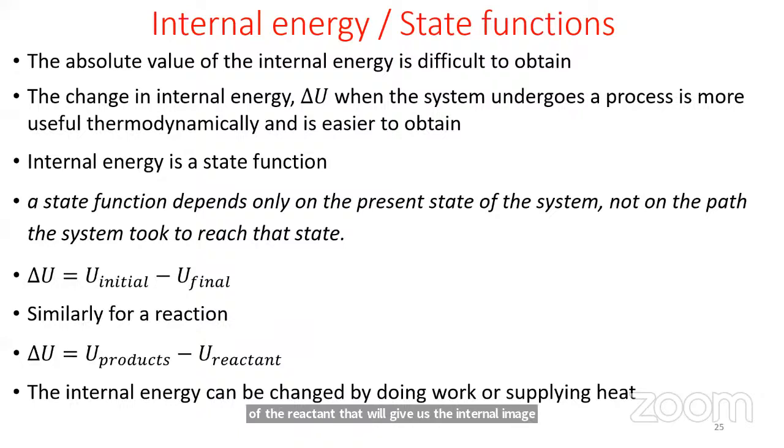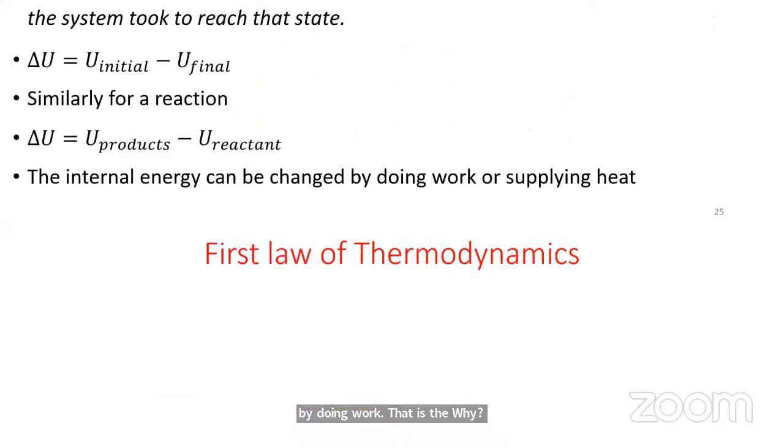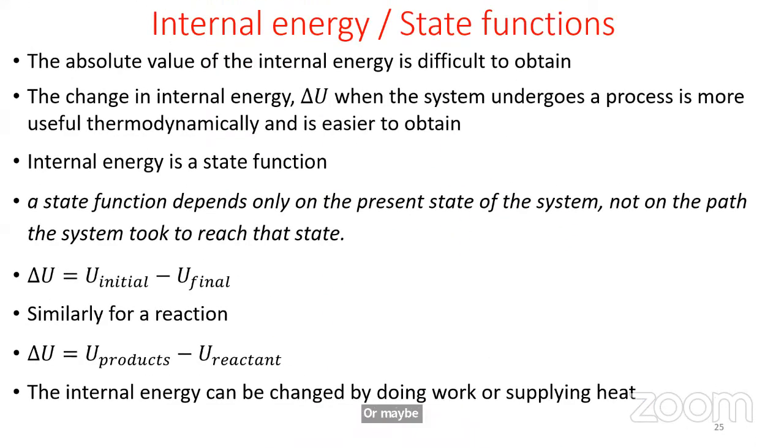And how do you get this internal energy change? Of course, it is by doing work, that means when you supply heat. So it's going from one state, from one form to another. So internal energy can be changed by doing work or supplying heat. When you supply heat, the reaction is going from reactant to product. So with that, you have a difference in energy. Of course, the energy of the reactant will definitely be different from the energy of the products.